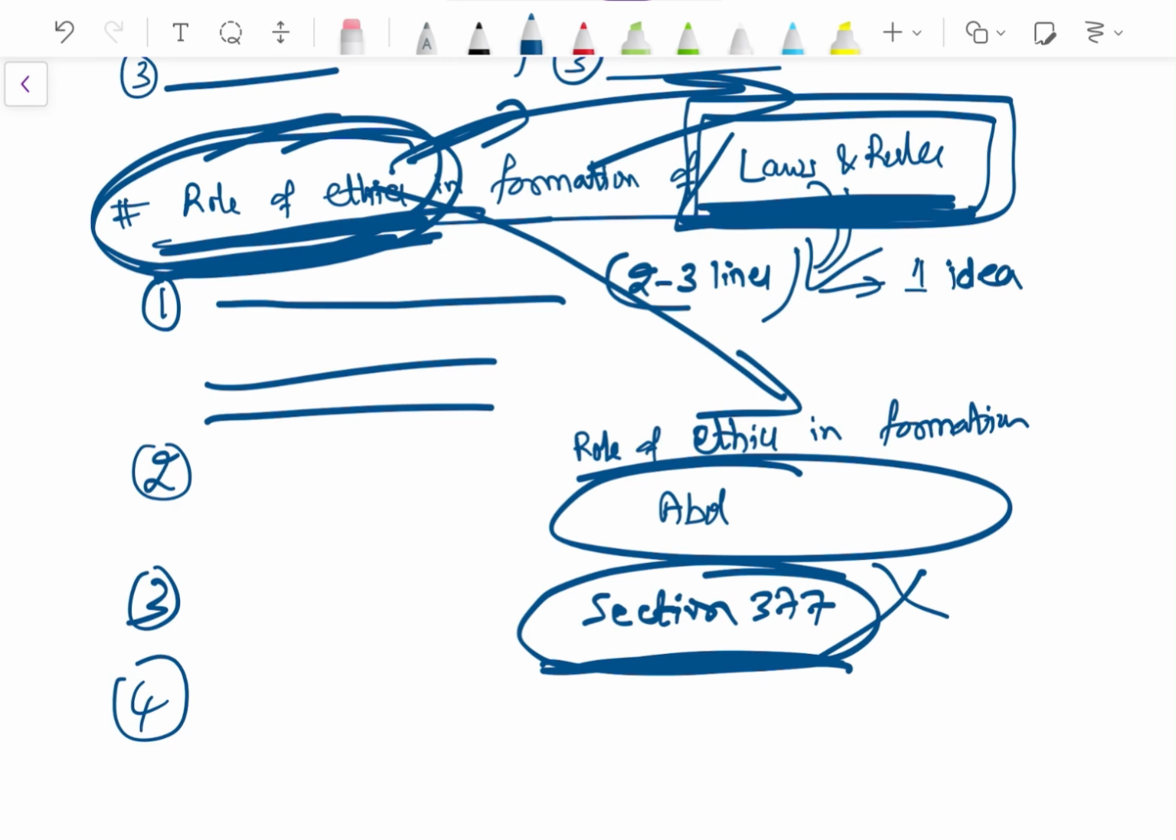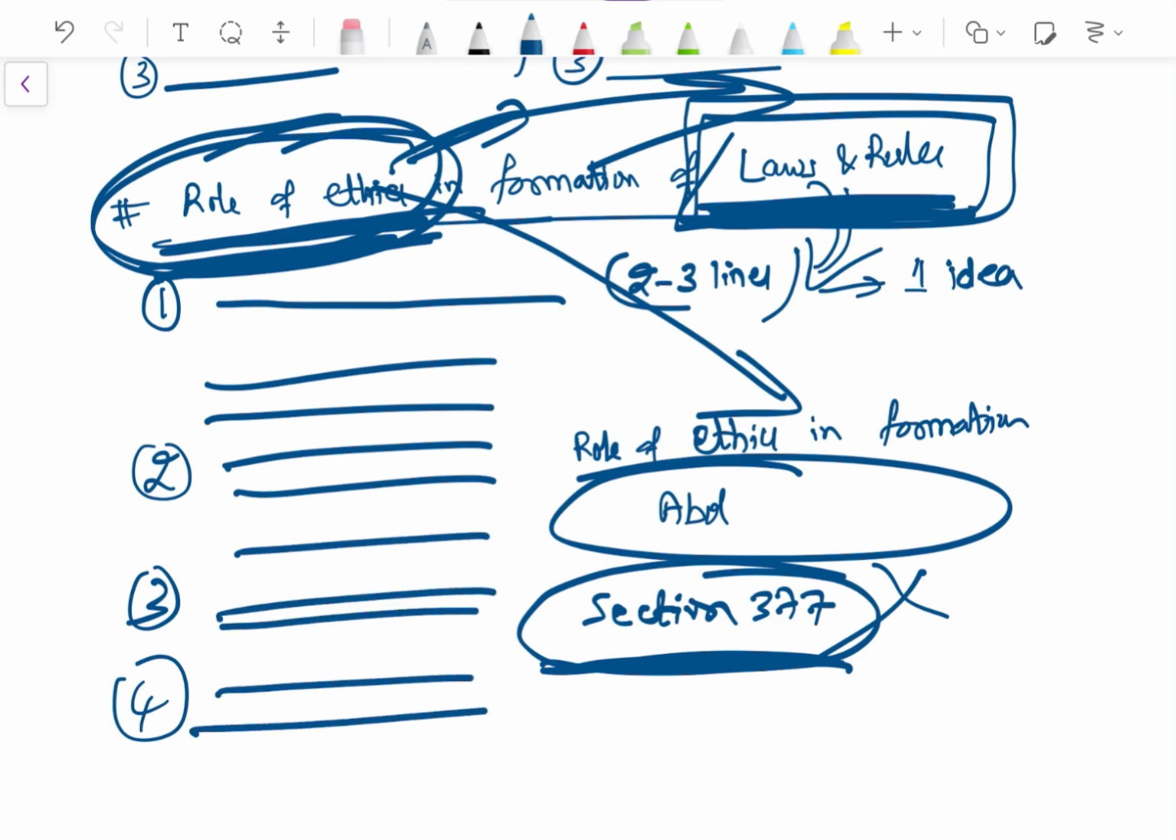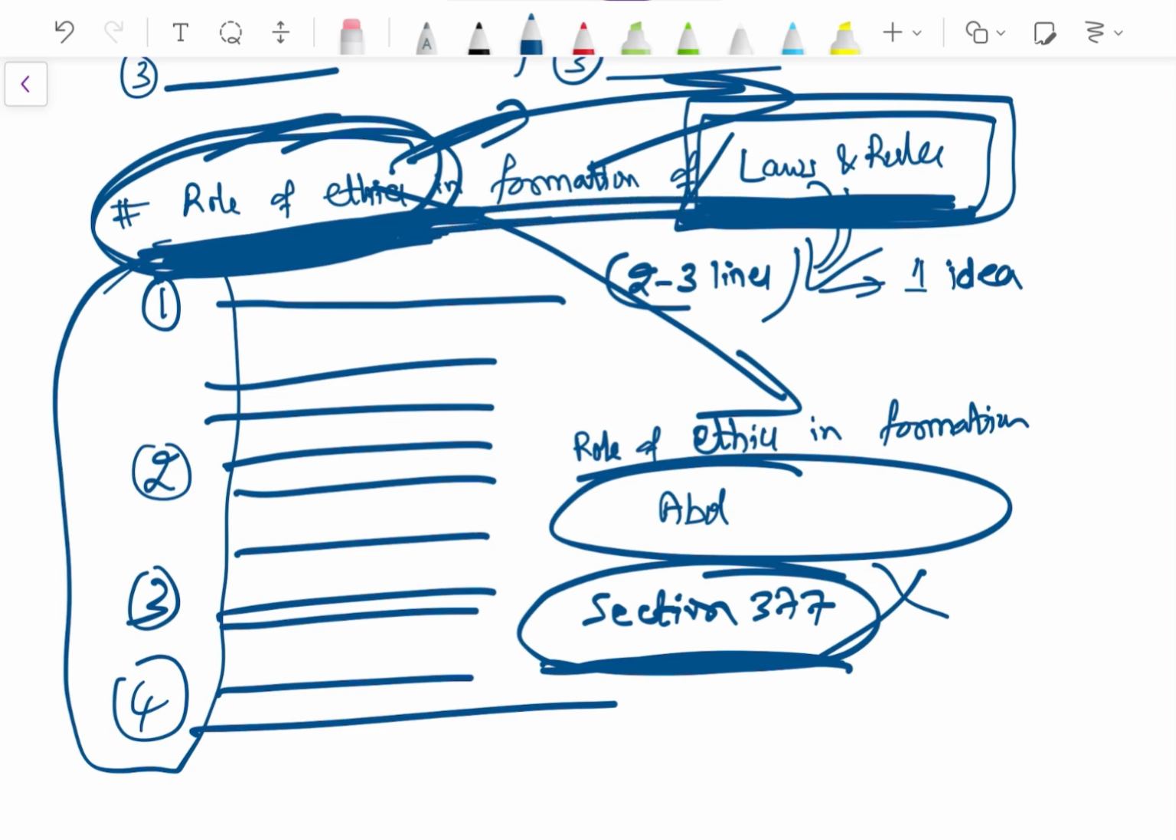So, role of ethics in formation of laws and rules. How does ethics help in formation of laws and rules, right? So, write 2-3 points. Make sure you write at least 4 points or 4 arguments to say कि ethics plays an important role in formation of laws and rules. You can use examples. You can use various arguments, right? Then you can conclude.